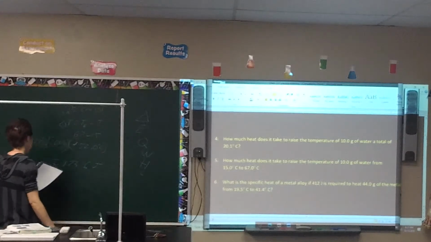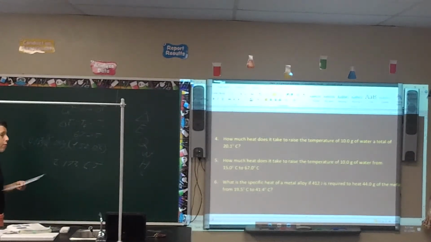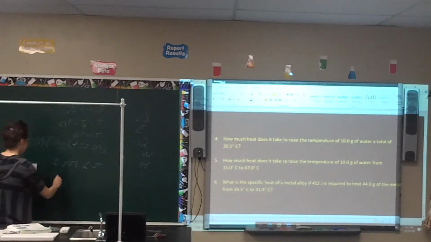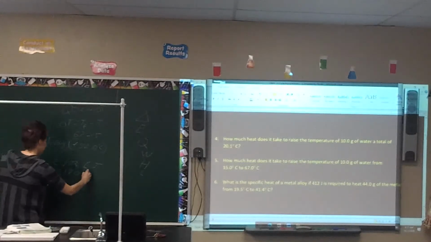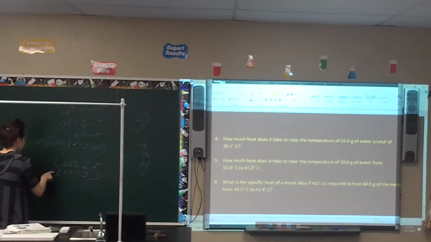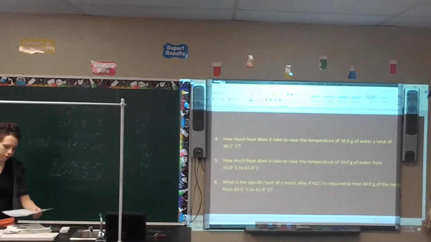Looking at sig figs again: 3 sig figs, 3 sig figs, 3 sig figs. How many should my answer have? 3 sig figs. So 2,170, no decimal point, joules. And again, it is assumed to be positive if there's no positive sign.